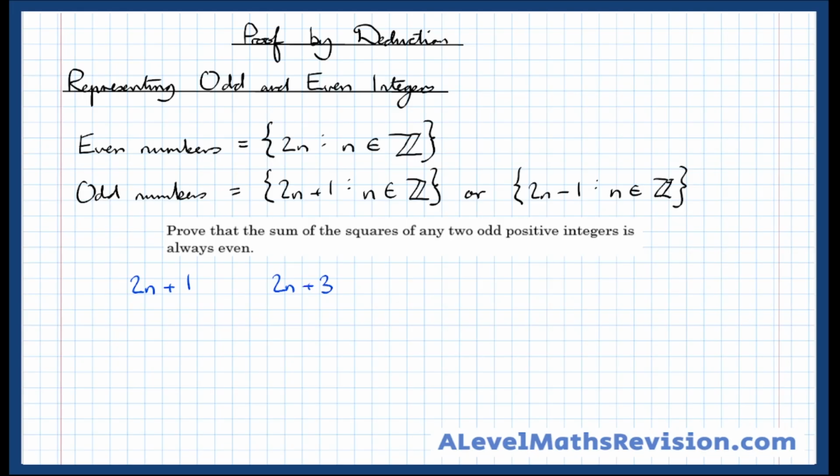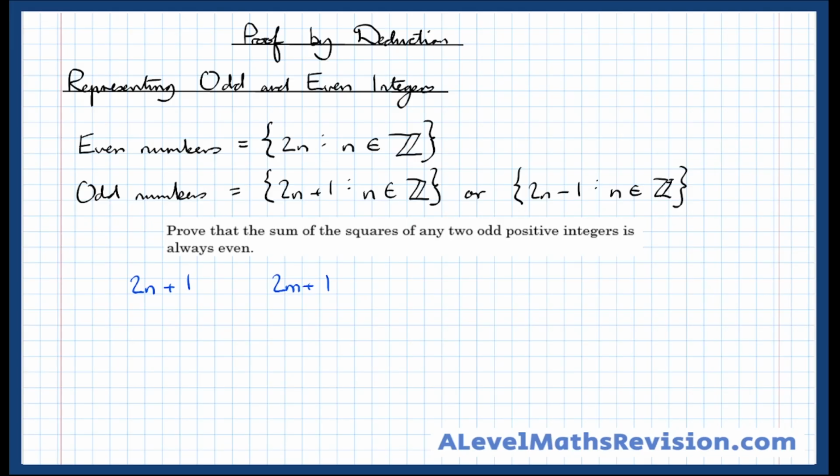Because these are indeed 2 odd positive integers, but they're related to each other. This is the next odd integer on from that one. If we add 2 to an odd integer, we get the next odd integer. These numbers shouldn't be related because the question hasn't told us to make them related. It hasn't told us to use 2 consecutive odd integers. So we need to use different letters. 2n plus 1 and 2m plus 1 are the 2 different, unrelated odd integers we're going to use.